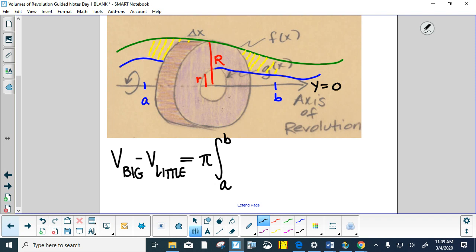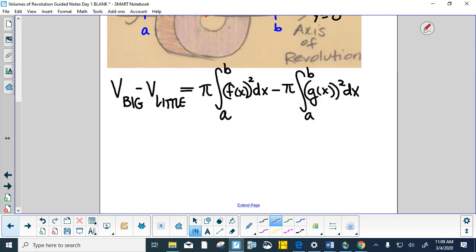So what's the volume of the big disk? It's pi r squared h, but its r is f of x, dx, minus pi times the integral from a to b of, well, what is little r? The little r is equal to g. So I'll put a square here, g of x quantity squared, dx. This is pi r squared h for the big disk, and pi little r squared h for the little disk. And I'm subtracting the little disk out of the middle of the big disk.